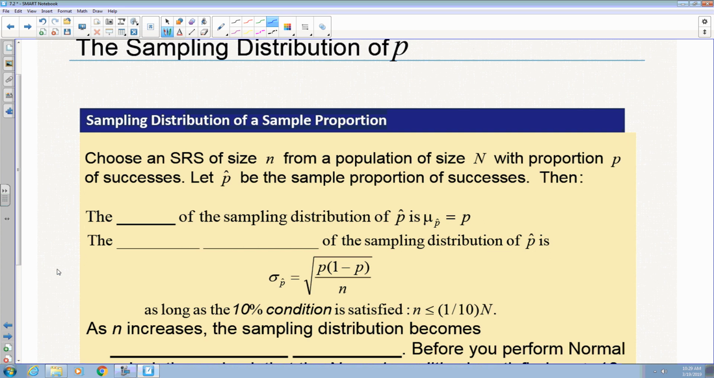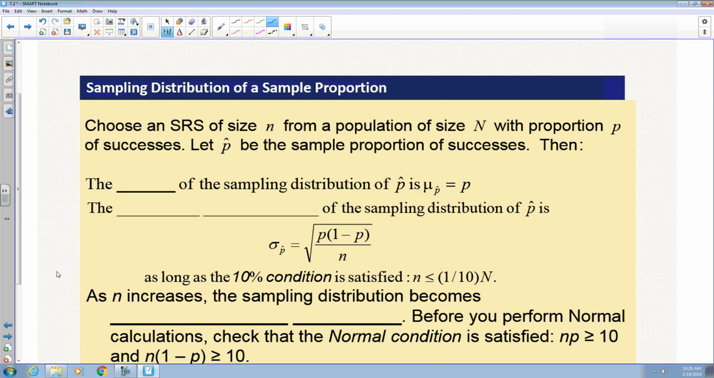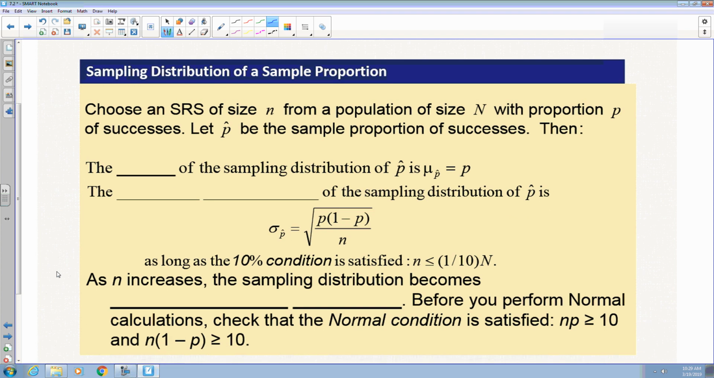Okay, so to summarize the important parts of a sampling distribution of p hat, a sample proportion, the mean is going to be p, which is the population proportion, and the standard deviation will be calculated by taking the square root of p times 1 minus p all over n. And again, that's only if we have the 10% condition satisfied, which is that our sample size is less than a tenth of the population.